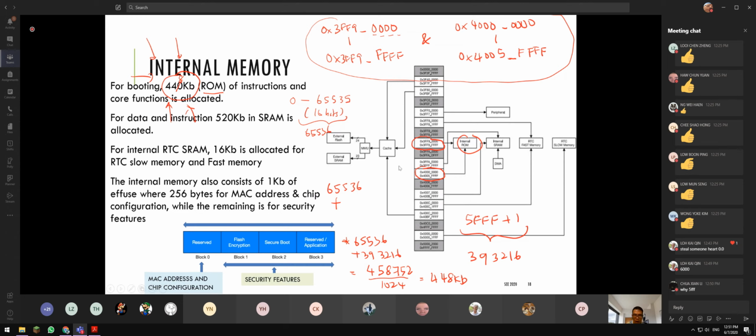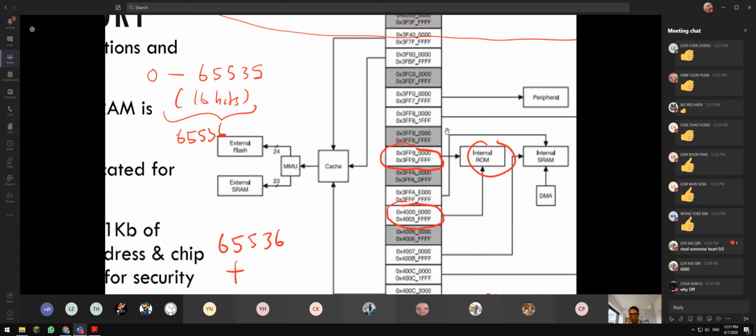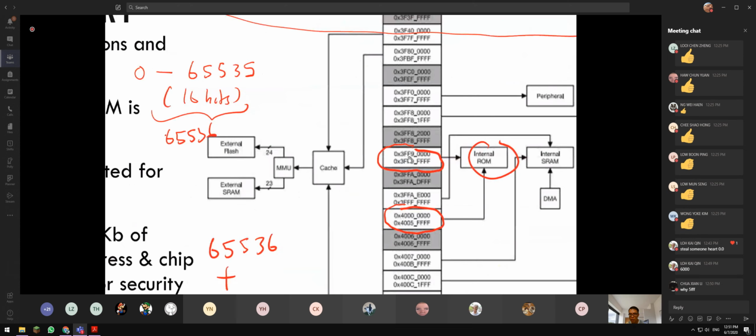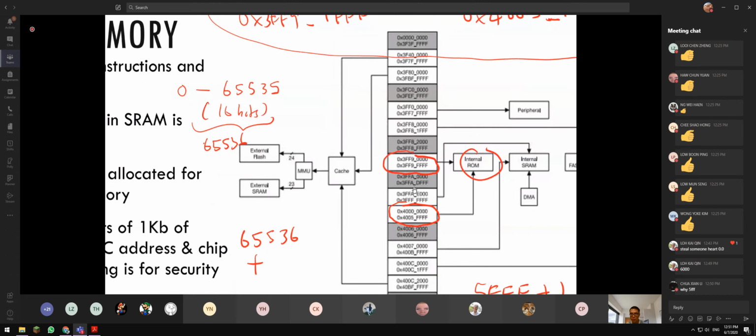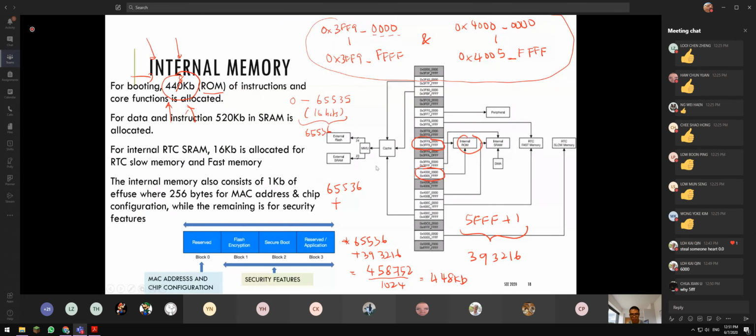So if you are not able to calculate, it means that you are not qualified to go for an interview at Intel. Why 5FFFF? Let me enlarge this. According to the memory table, internal ROM is from 3FF9 to FFFF. Another location is 00 until FFFF. So that's the reason it is 5FFFF. Because this is 32 bits.